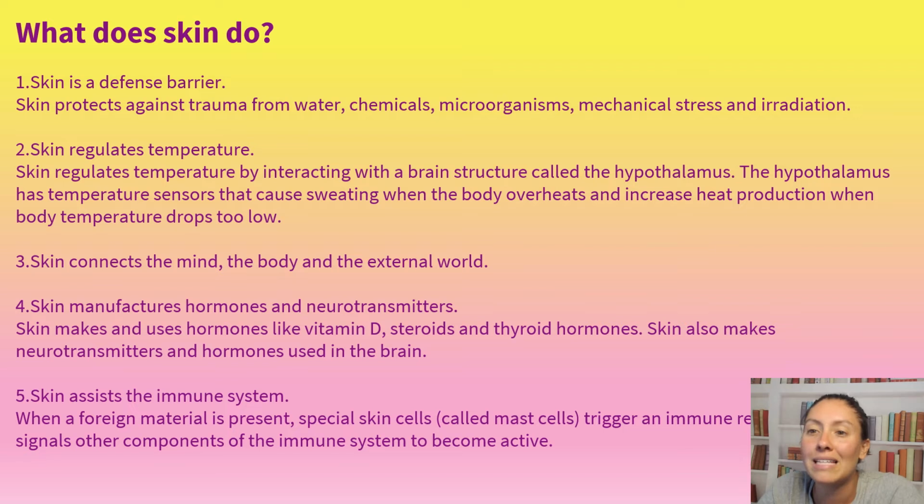The hypothalamus has temperature sensors that cause either sweating when the body overheats or increased heat production when the body drops too low. The skin connects the mind and the body to the external world, okay? The skin also manufactures hormones and neurotransmitters. The skin makes and uses hormones like vitamin D, steroids, and thyroid hormones. Skin also makes neurotransmitters and hormones that are used by the brain.